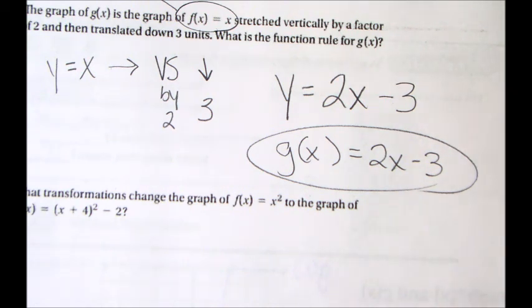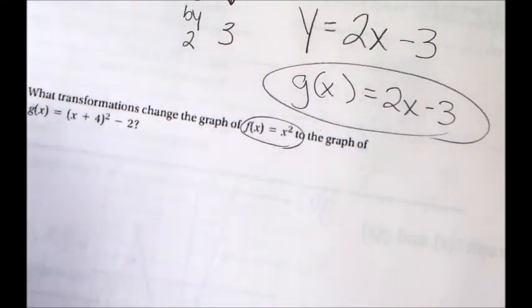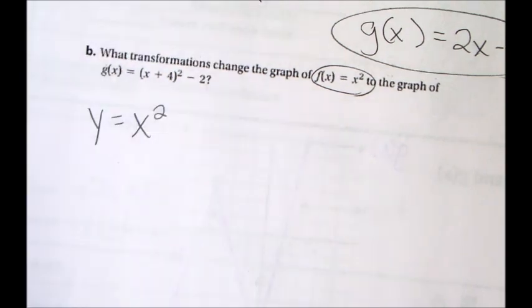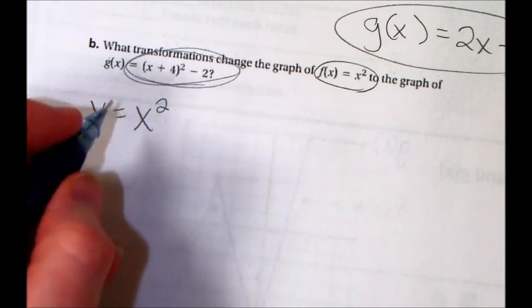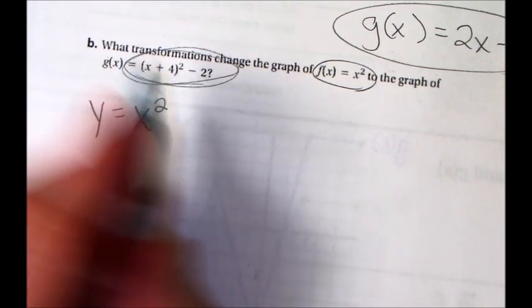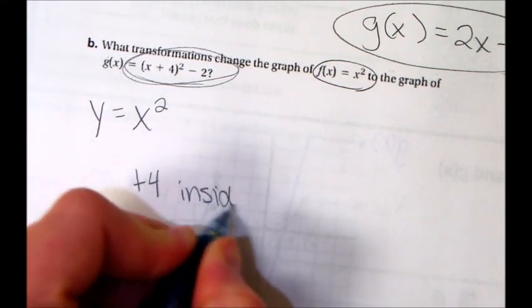All right, let's try a couple more things. Ready? One more. So let's say we have an original function of y equals x squared. You ready? It's asking us what the heck happened to it. Well, let's talk about what the plus 4 did to it. So now we have this new equation. The plus 4 was inside, right? It was inside with x.